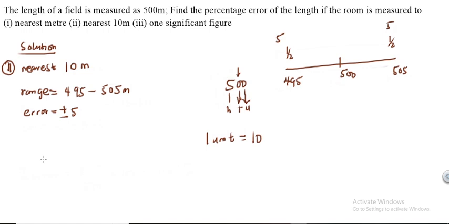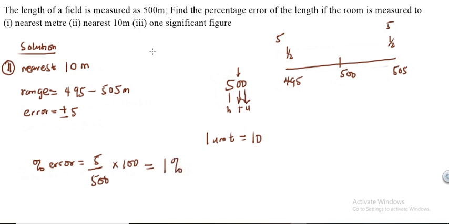Now my percentage error is equal to, remember, the error divided by the measurement times 100. So the error here is 5 divided by the measurement, which is 500, times 100. If you punch this inside a calculator, we'll notice that we have 1% as our percentage error.